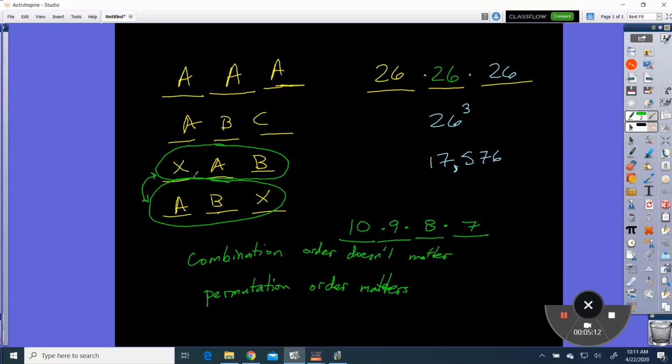Kind of like I was showing with XAB and ABX, they're the same three letters. As far as a word goes, they're different because this starts with an X, whereas this starts with an A. So that is definitely a different word than this one. It's kind of like "was" and "saw." Those have the same letters, but they are definitely different words. But if I'm just saying, do they have the same three letters without any meaning? Yeah, this has the same three letters in it.